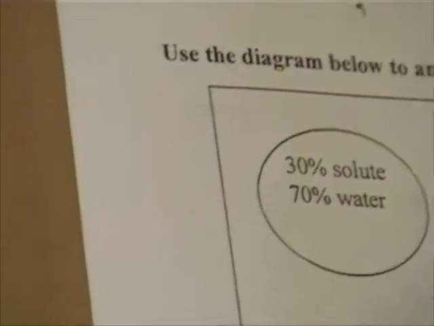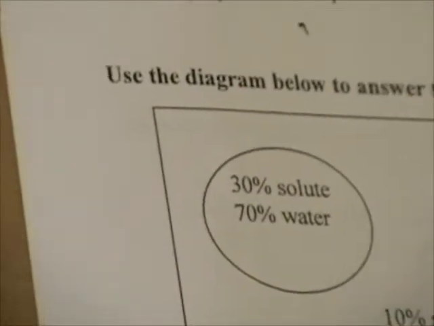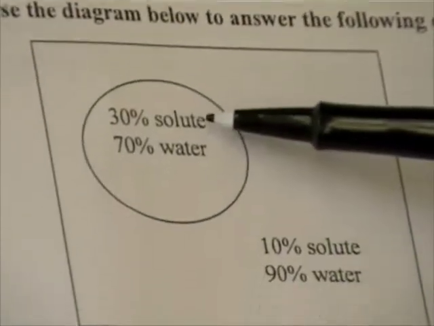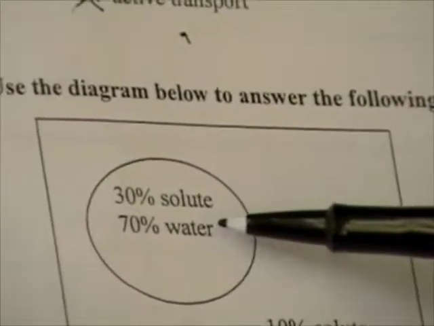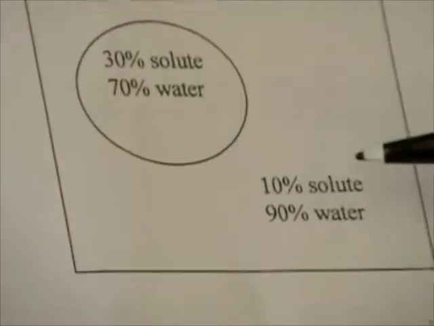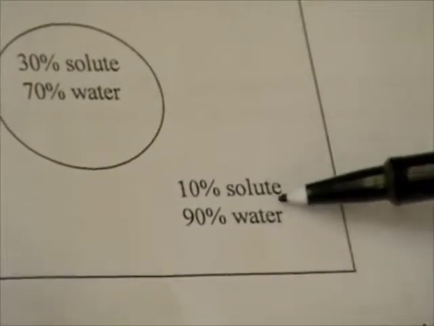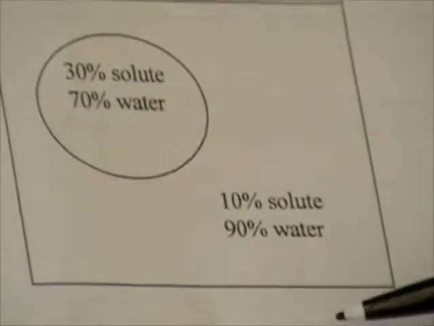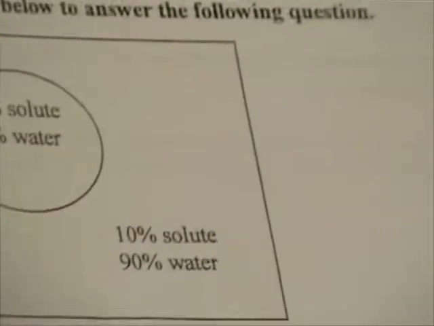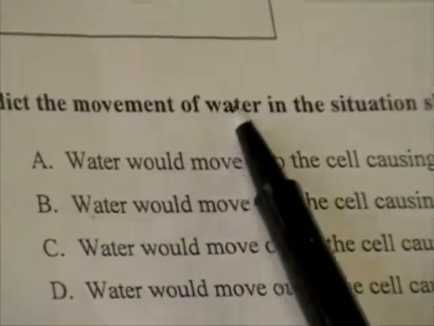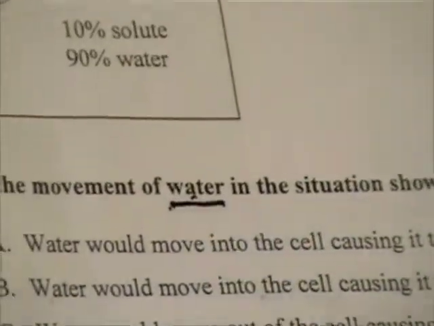11 says we need to use the diagram to answer the question. And here it looks like there's a picture of a cell that has 30% solute and 70% water, and that's in a container with 10% solute and 90% water. And the question asks, predict the movement of water in the situation shown above. The key here is that they're asking about water movement.